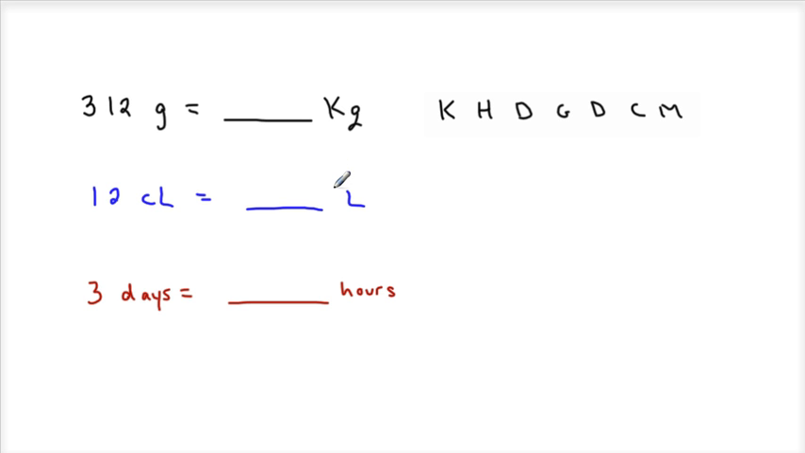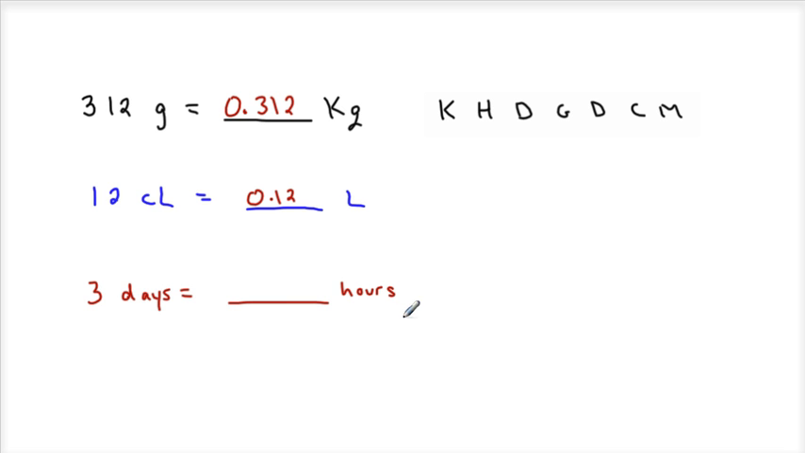312 grams is how many kilograms? 0.312, or 0 and 312 thousandths. 12 centiliters is how many liters? 0.12 liters, or 0 and 12 hundredths of a liter.